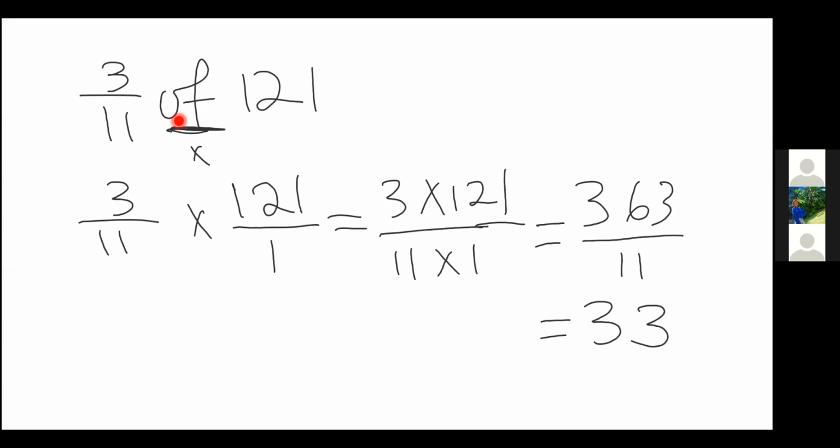Three 11ths of 121, where "of" means multiply. So 3 over 11 multiplied by 121. If I'm writing any whole number as a fraction, I just put it over 1. So 3 over 11 multiplied by 121 over 1. For multiplication, numerator times numerator, and denominator times denominator. So 3 times 121 all over 11 times 1. 3 times 121 is 363, all over 11 times 1 is 11. And we simplify it. 363 divided by 11 is 33.